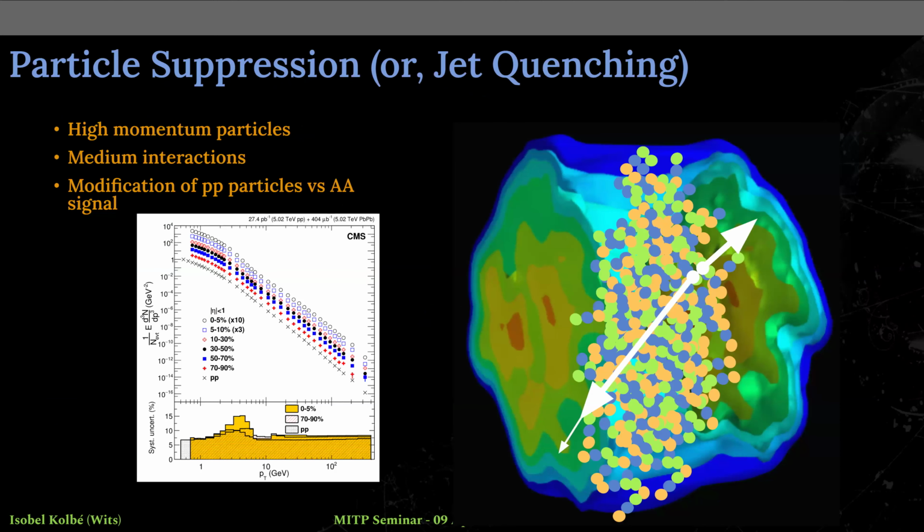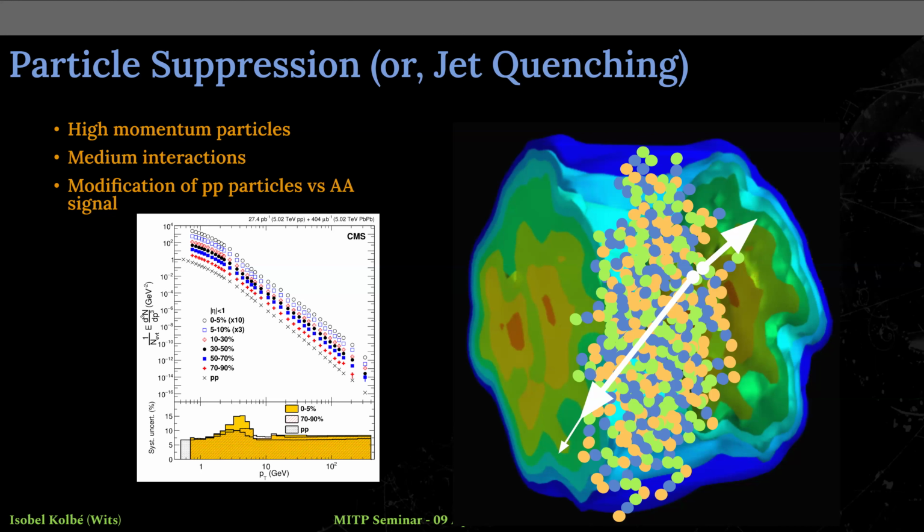Okay, good. The last piece of jargon I want to teach you is particle suppression. This is going to be the observable on the high-momentum side. Here I've drawn the number of particles per event, so this is some sort of a spectrum as a function of the momentum on the log scale.